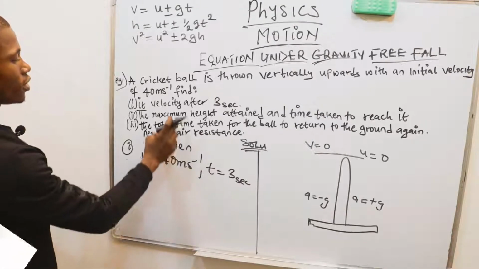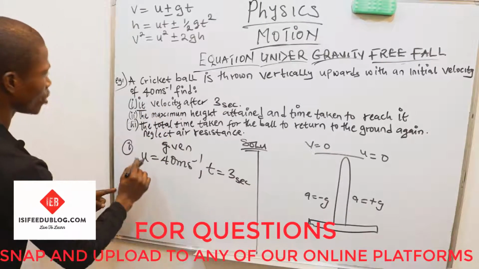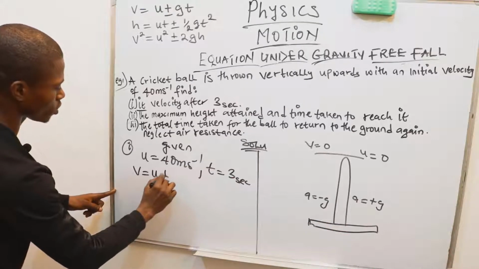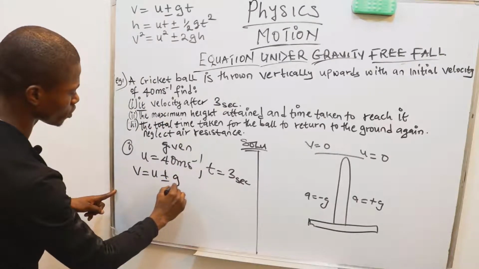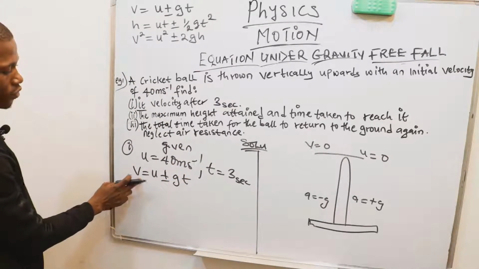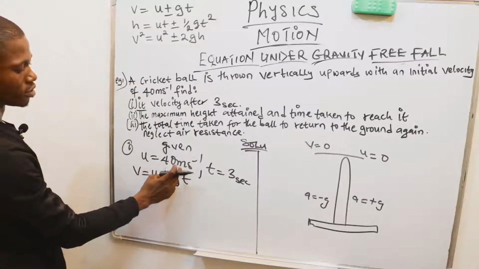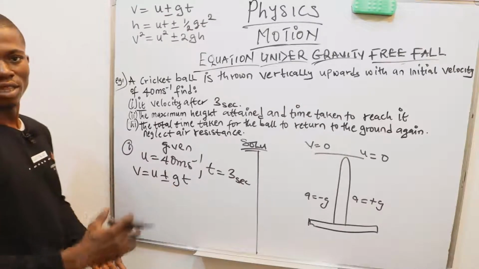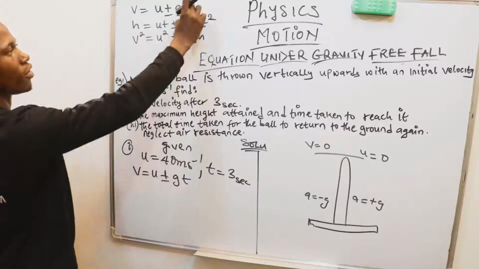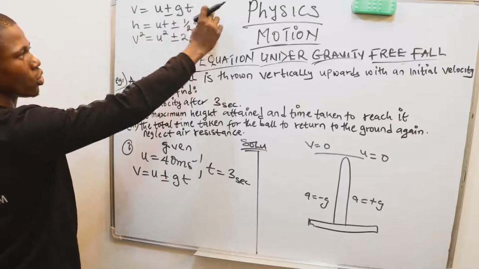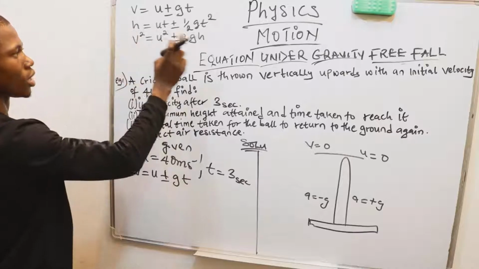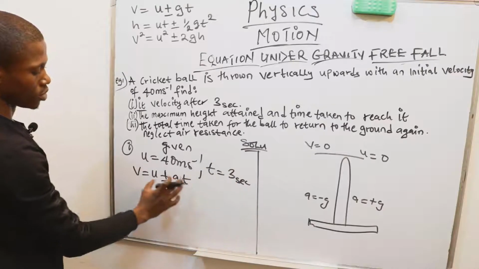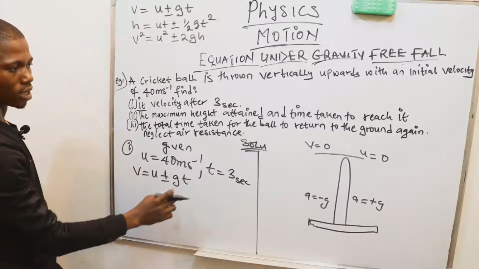Okay, let's come over here now. We are looking for what? Velocity. And V, you remember that V is equal to U plus or minus GT. We are looking for velocity. Our initial velocity is this, our time is this, our gravity is constant, which is 10 meters per second squared. So therefore, we are going to use this, our first equation. Why are we not using this? We don't know height. There is no height given in the question, and here there is height.